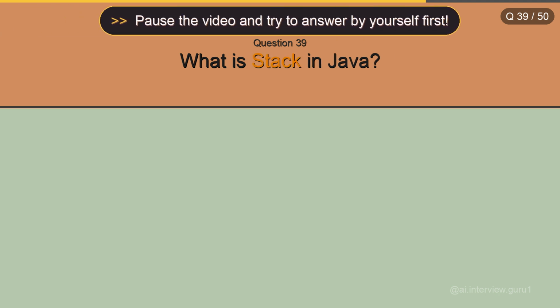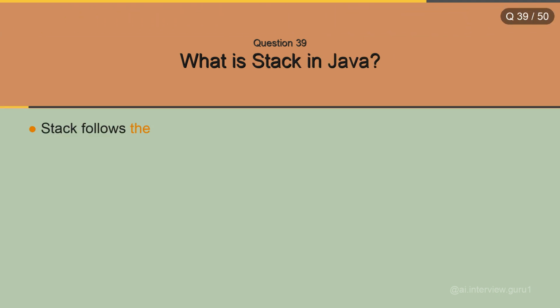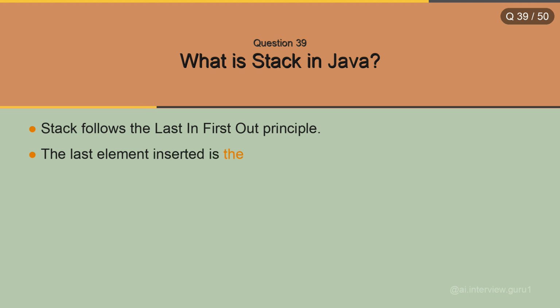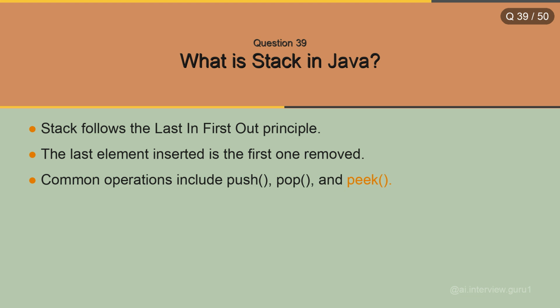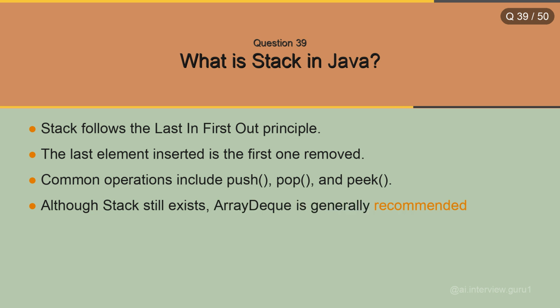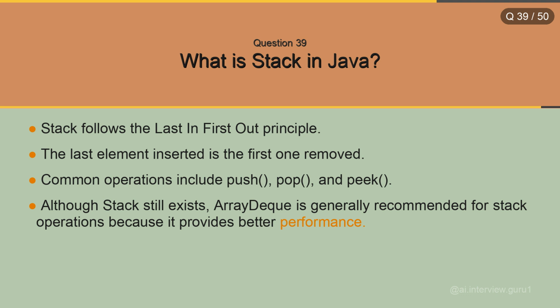What is Stack in Java? Stack follows the last-in-first-out principle. The last element inserted is the first one removed. Common operations include push, pop, and peek. Although Stack still exists, ArrayDeque is generally recommended for stack operations because it provides better performance.